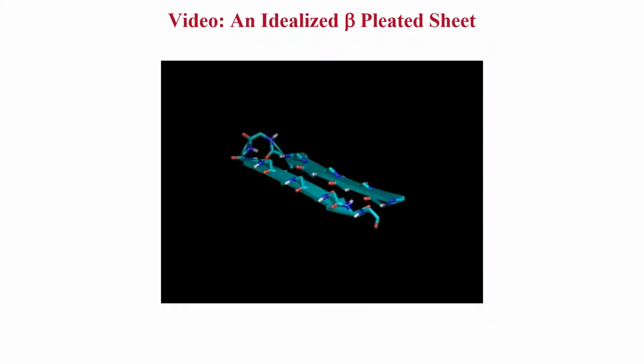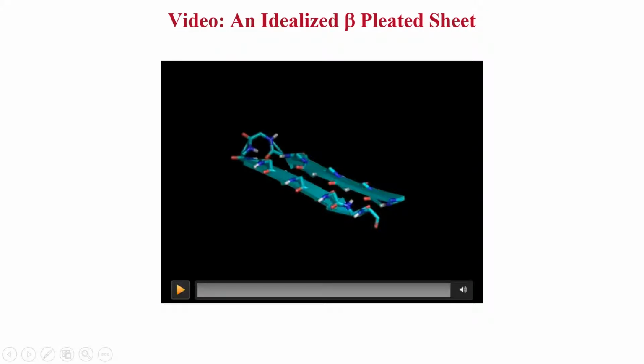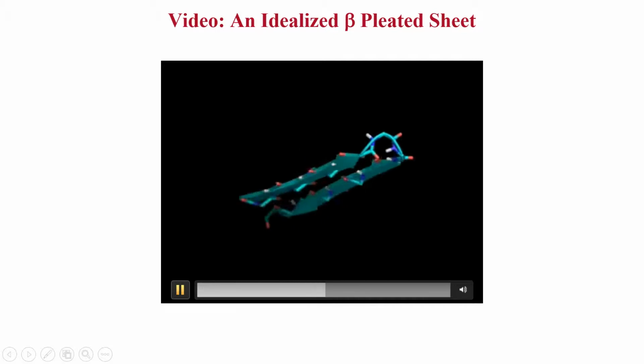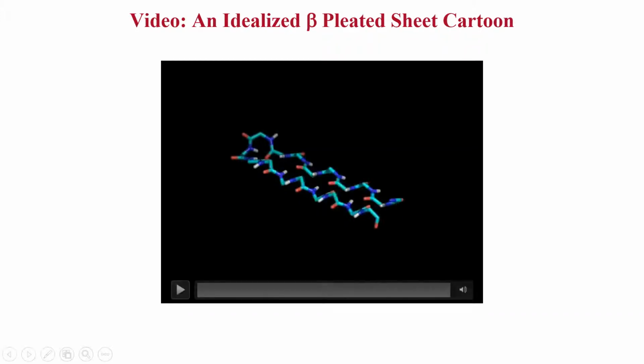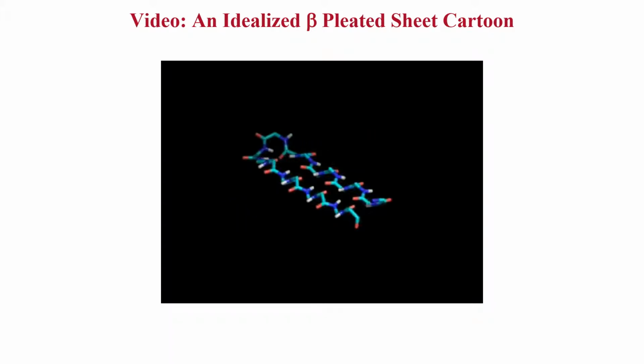Alright, so here's a beta pleated sheet. Notice how it's flat and planar, and two strands of amino acids are anti-parallel to one another. This is showing you more of a line image as opposed to the ribbon model.